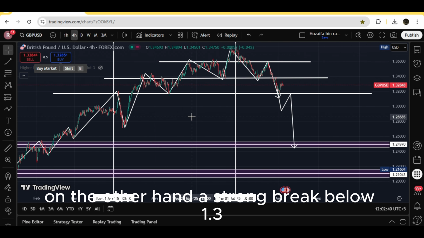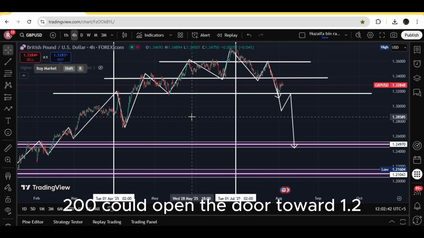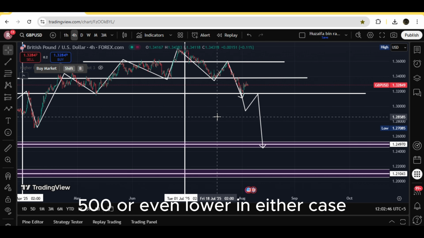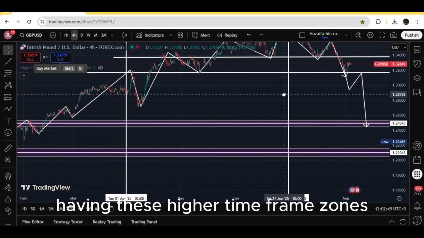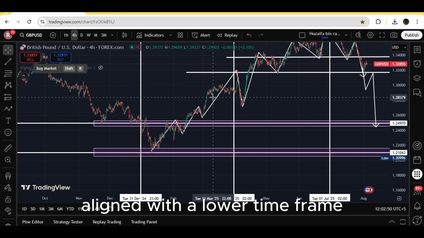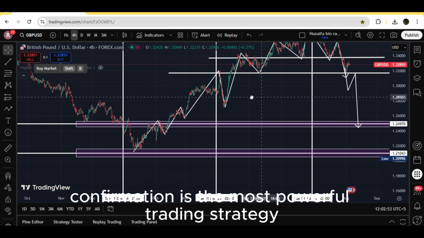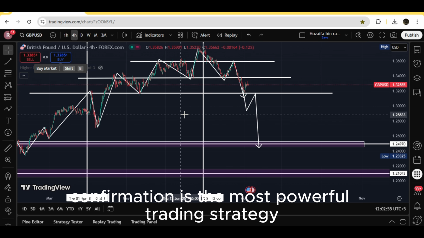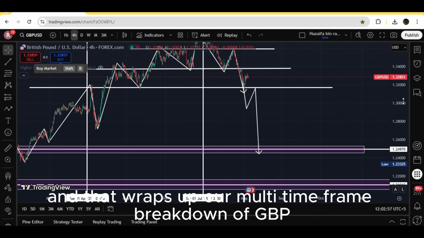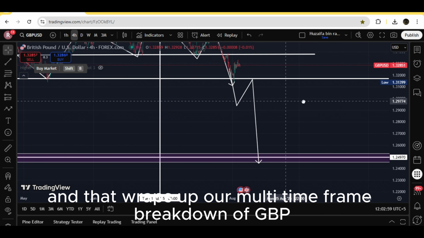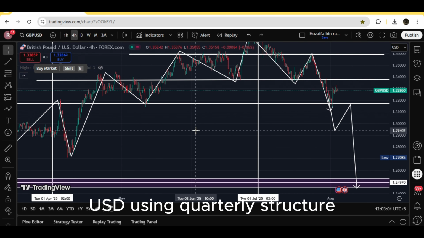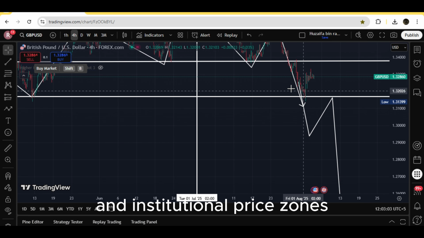On the other hand, a strong break below 1.3200 could open the door toward 1.2500 or even lower. In either case, having these higher time frame zones aligned with lower time frame confirmation is the most powerful trading strategy. And that wraps up our multi-time frame breakdown of GBP USD using quarterly structure and institutional price zones.